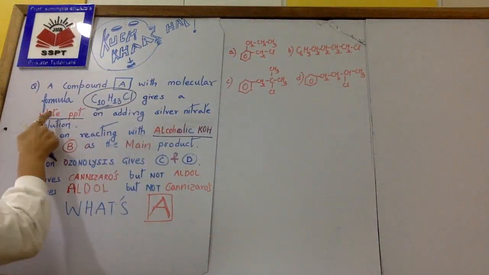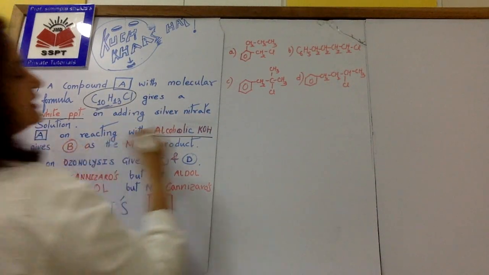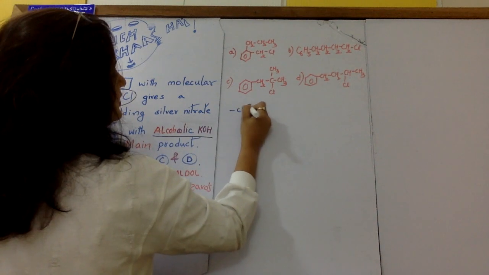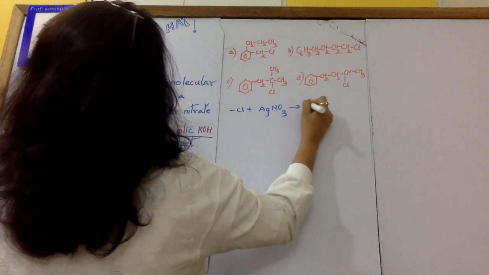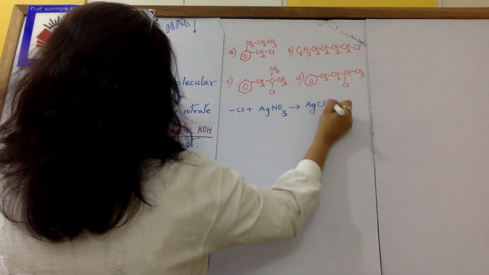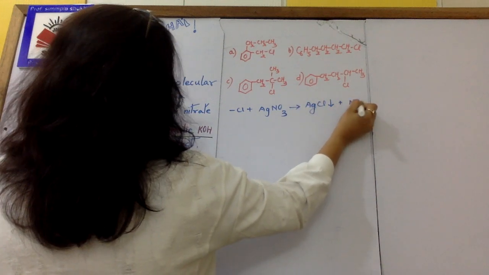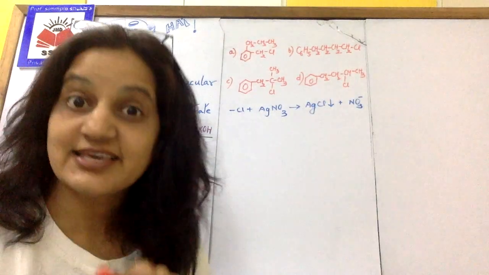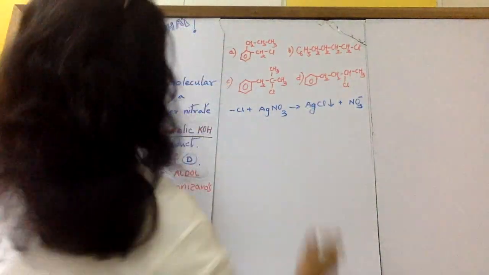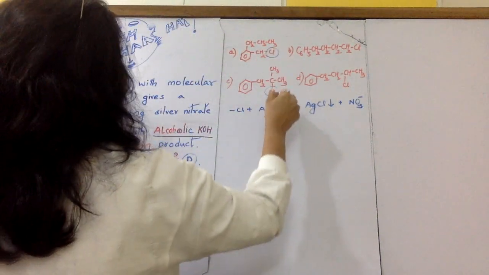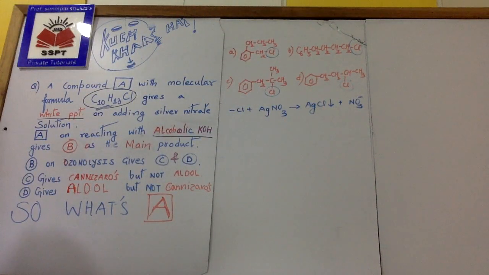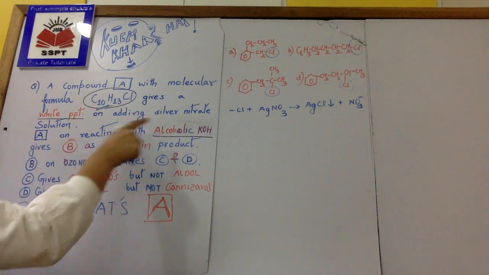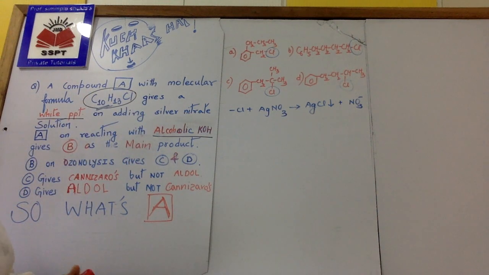Okay. Next, which one does not give a white precipitate? Chlorine reacts with AgNO3 to give a white precipitate of AgCl. So, let us see which one does not have chlorine. Oh my god! All of them have chlorine. Okay, this is also gone. A on reacting with alcoholic KOH.